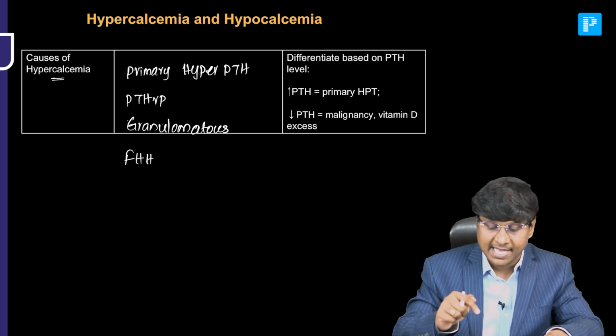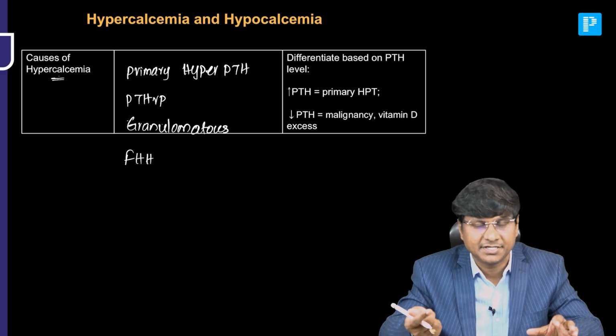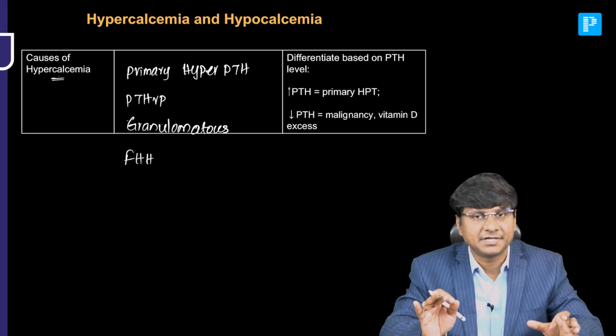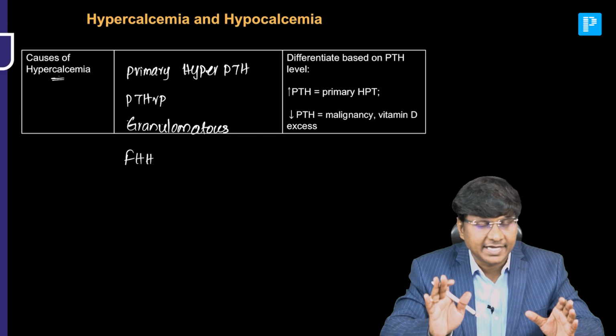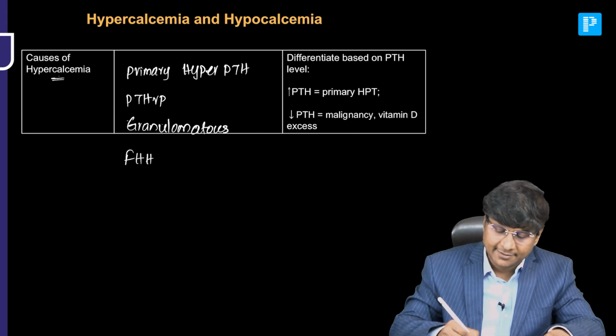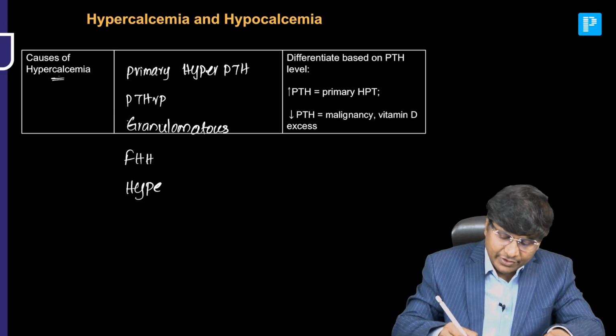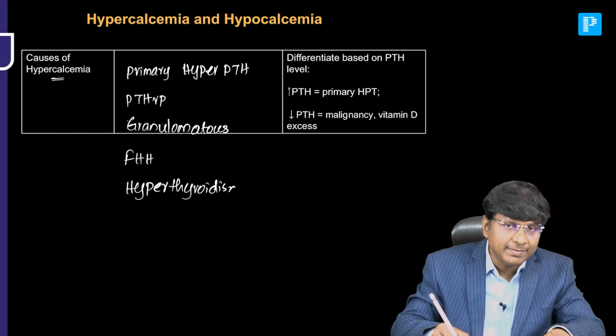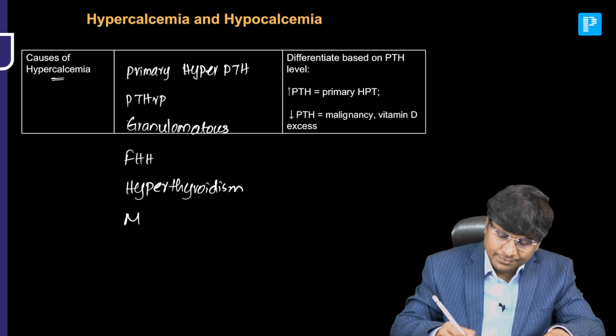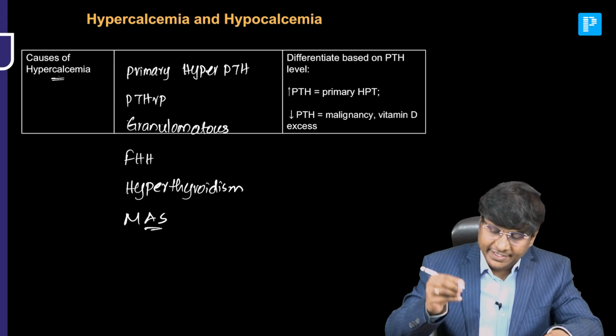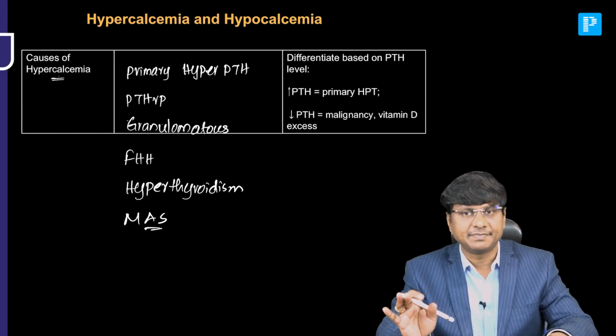Then we have familial hypocalciuric hypercalcemia, where you have a calcium sensing receptor mutation, and that will result in hypercalcemia. I'll be discussing that in detail. Then hyperthyroidism will be causing hypercalcemia, and then followed by that, the milk alkali syndrome. So these are the various causes of hypercalcemia.